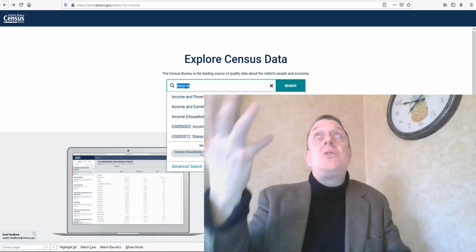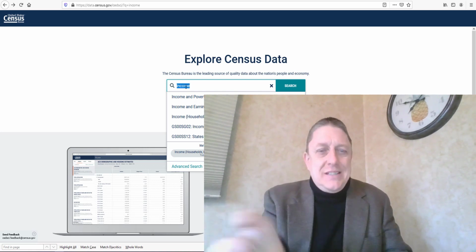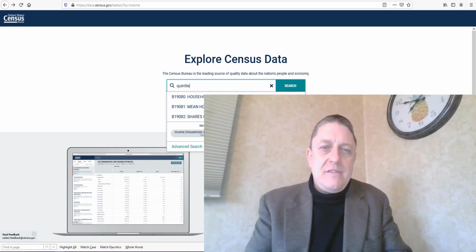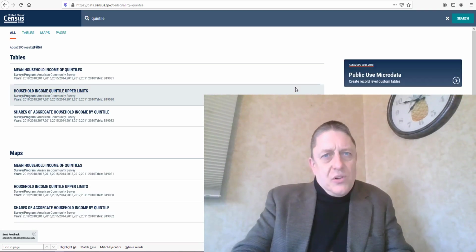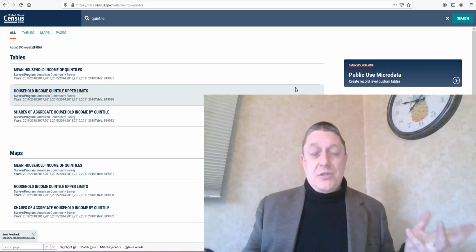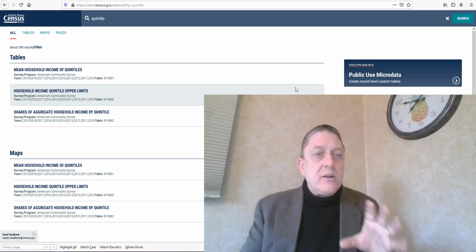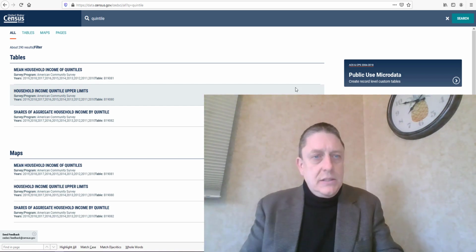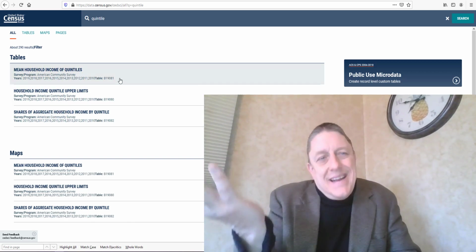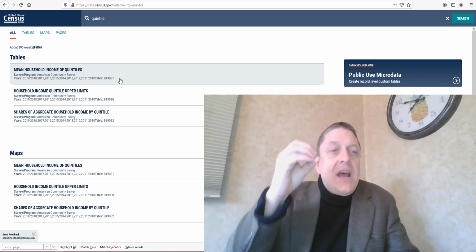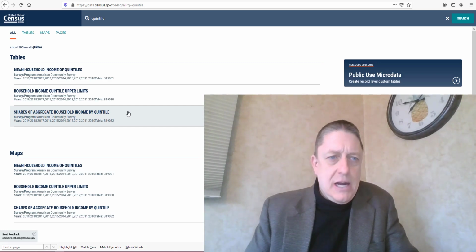Instead, think about the most exclusive word in looking for quintiles, which is quintile itself. So when you search for quintile, under tables, you'll be given just 3 options. And today we're going to talk about 2 of them. The first is shares of aggregate household income by quintile. And that's our third option. And then the second one we'll look at today is the mean or average household income within quintiles. So let's take a look there.